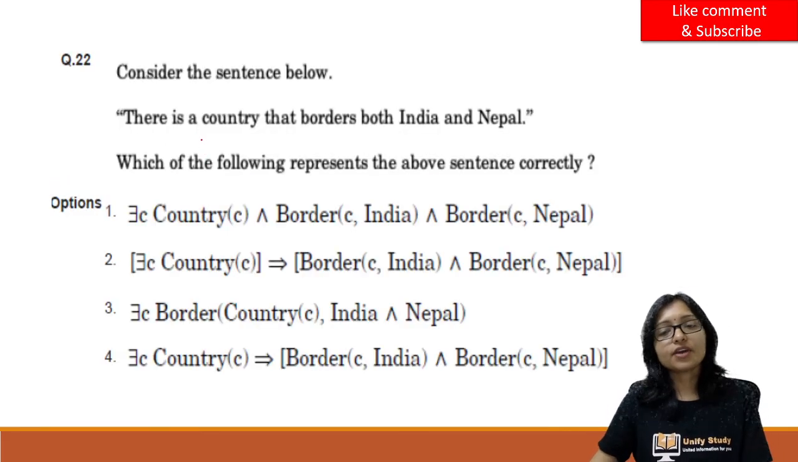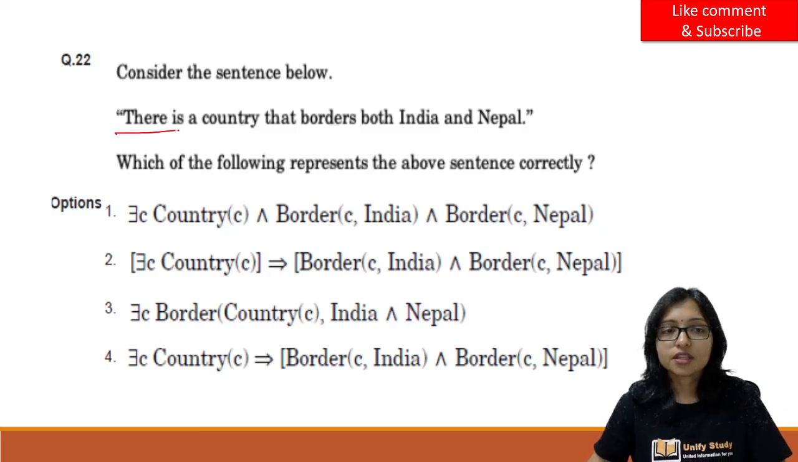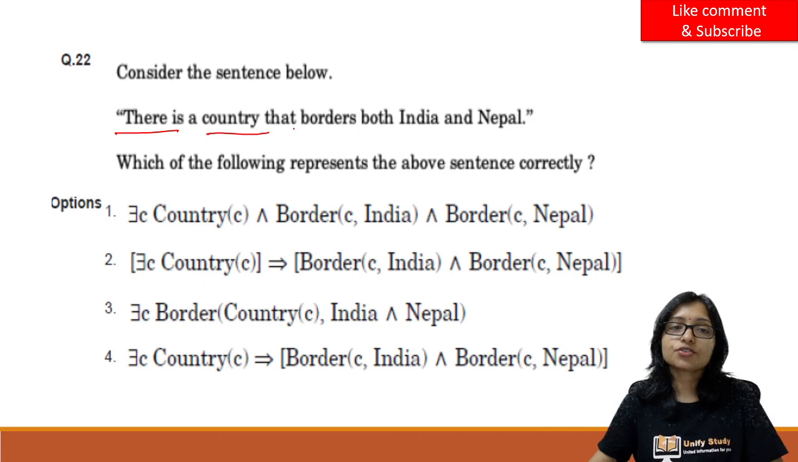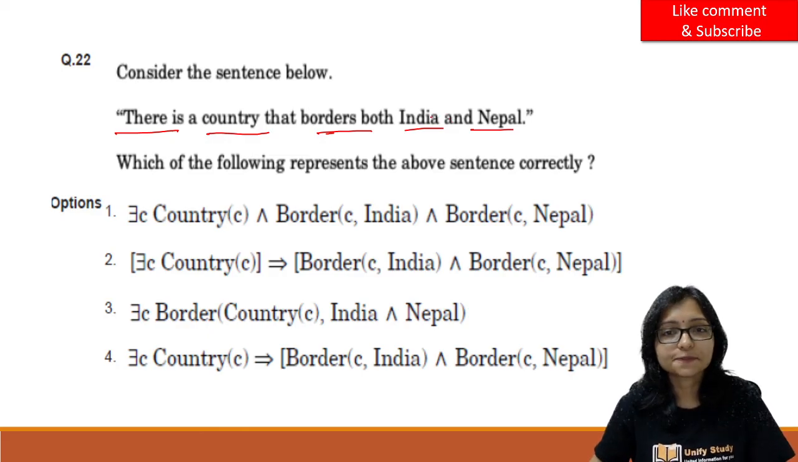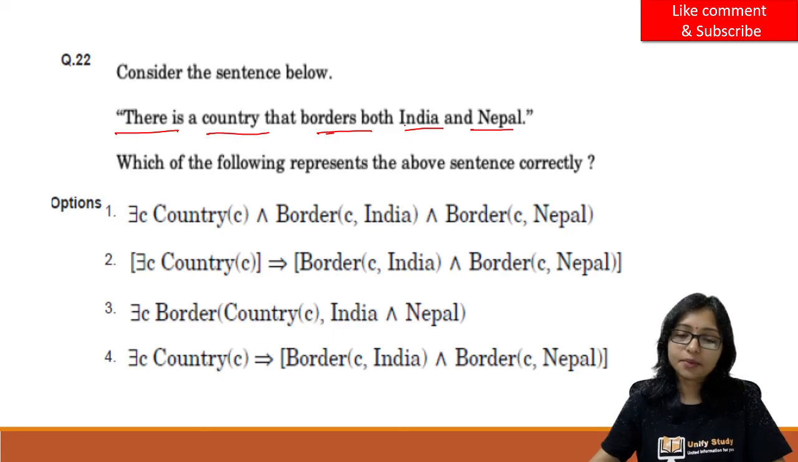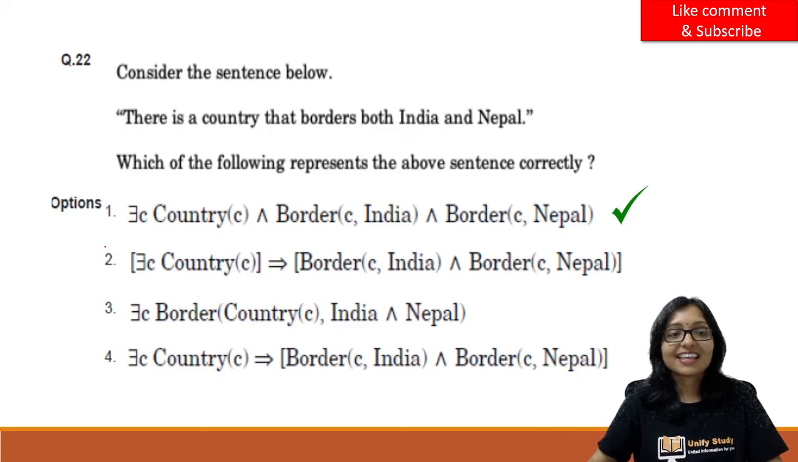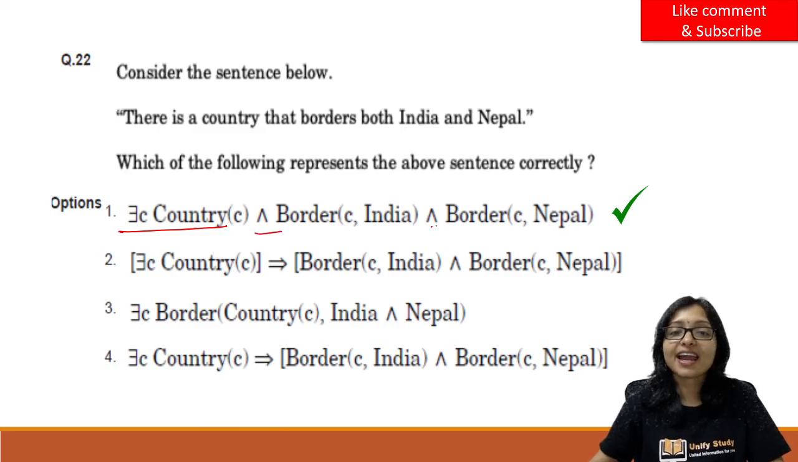Yes. Now this is a very popular question. It was asked two times in UGC NET. You can see here: there is a country that borders both India and Nepal. What will be the answer? Think about it. There is a country that borders both India and Nepal. Yes. There is a country, and with there is we should apply the and. This trick will be applied everywhere.